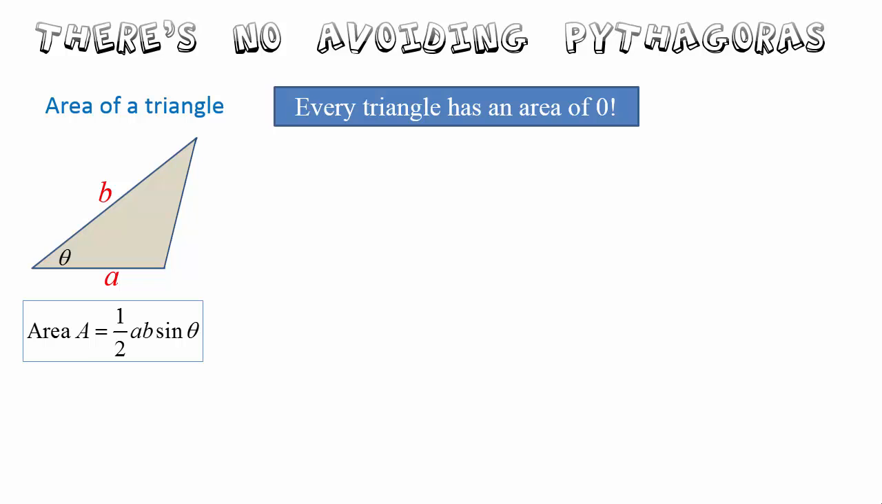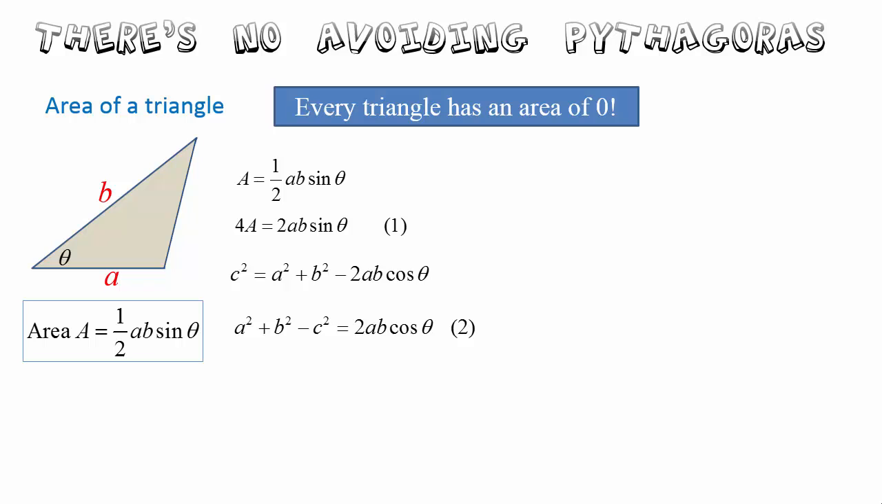Now let's use that property to prove something that seems totally ridiculous, that every triangle has an area of 0. We'll start with our formula for the area of a triangle, a half AB sine theta. Multiply both sides of the equality symbol by 4 and we have equation number 1. Now this is our cosine formula previously. Rearranging it, we have, as you can see there, what I've called equation number 2.